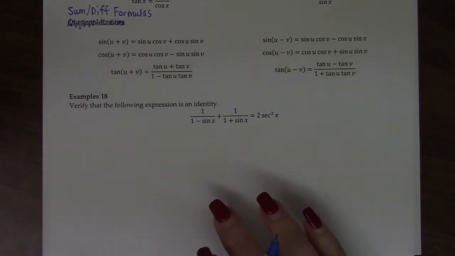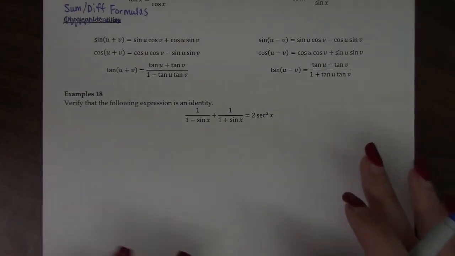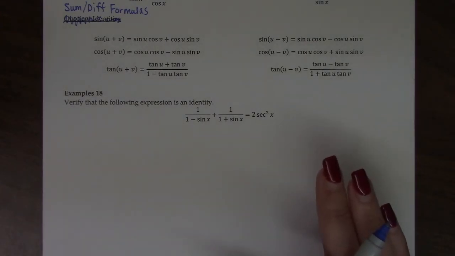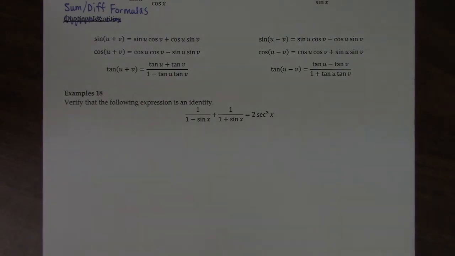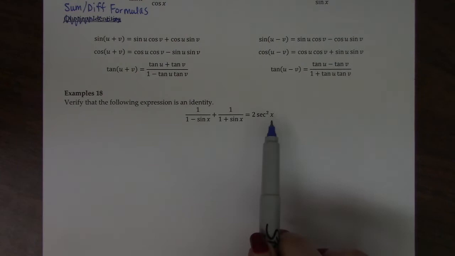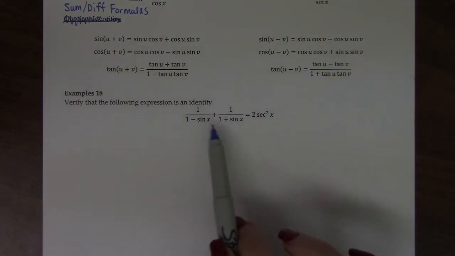So there is a method to verifying an identity. The first thing is you pick one and only one side of the equation. You manipulate that side until you turn it into the other side. The easiest plan of attack is to look at what the most complicated side is. It's much easier to combine and reduce things than it is to take something simplified and expand it out. For this identity, this is obviously the more complicated looking side. It's going to be very difficult to turn this into this.